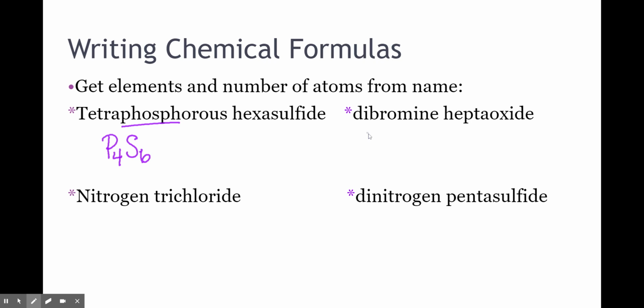For our next one, we have bromine, di, okay, and then oxide, hepta. For our next one, we just have nitrogen, so that's 1 nitrogen, trichloride. For our last one, we have dinitrogen pentasulfide. So penta is 5.